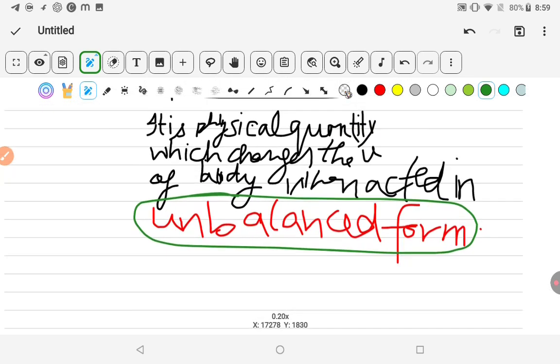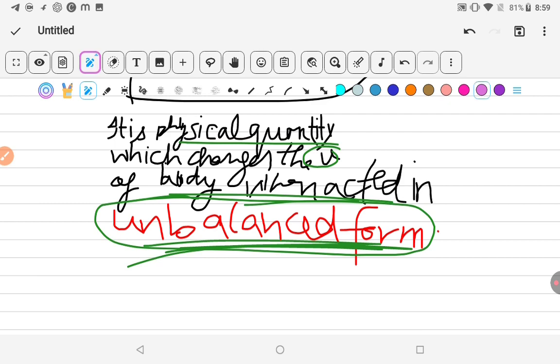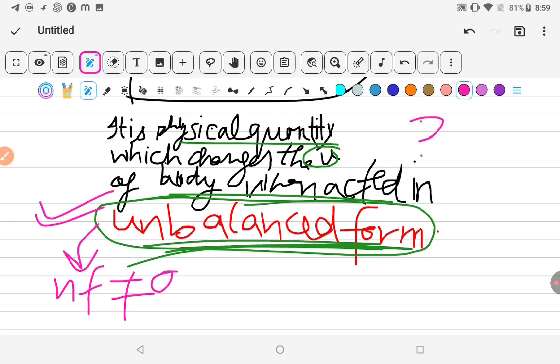This thing is quite understandable, because you know what force actually is. Force is a physical quantity which obviously changes the velocity of a body when acted in unbalanced form. This is something new. Okay, so let's know what it actually means. Unbalanced form here means that the net force acting on it is not equal to 0. Because we know that balanced force means net force is 0. Unbalanced would be where net force is not equal to 0.